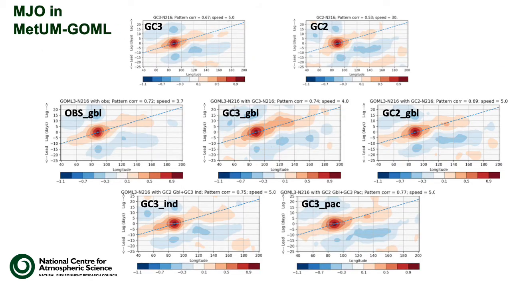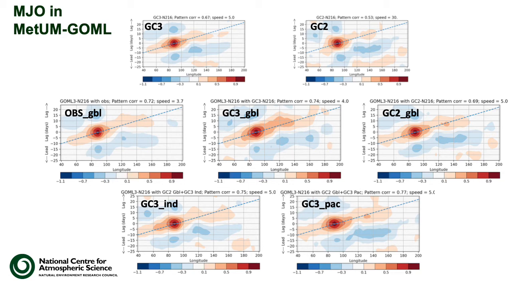And if we look at the MJO that's represented in these simulations, at the top here we have just the standard GC3 and GC2 as was shown on the previous slide. And then in the middle and bottom rows, we have the 5 experiments that we've performed with GOML. You can see that when we use the observed ocean mean state, we have some ability to represent eastward propagation, but it's not as good as we get in GC3 for sure. When we run with the GC3 ocean mean state globally, we can see a greatly improved propagation, which suggests that the GC3 biases that we saw in those SSTs are helping to improve the MJO propagation through the maritime continent.